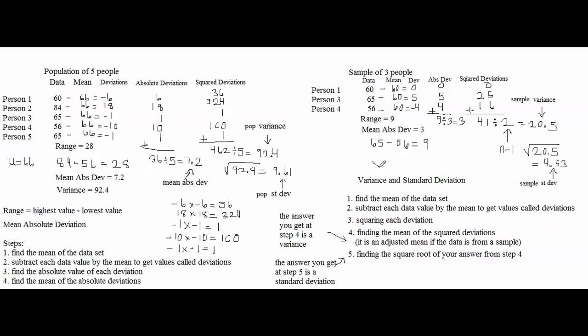So over here we could say x bar, the sample mean, equals 60.33, and this was a population standard deviation. So we could say sigma equals 9.61. This standard deviation over here was a sample standard deviation, so we could use the letter S. We could say S equals 4.53.